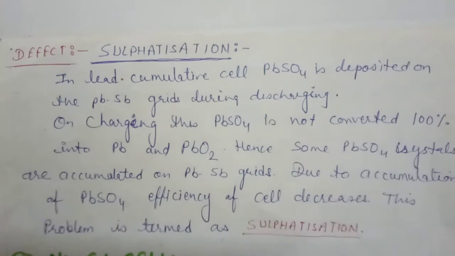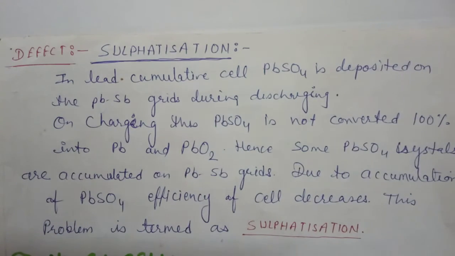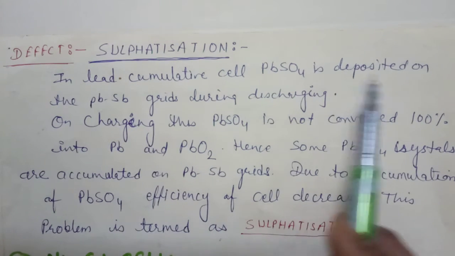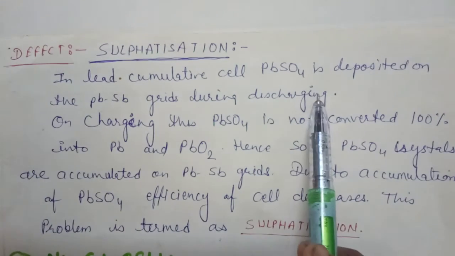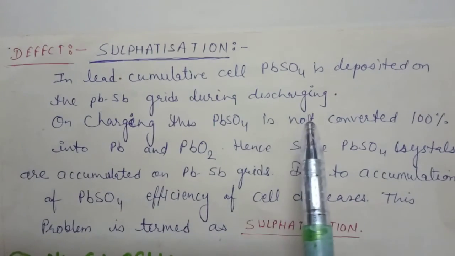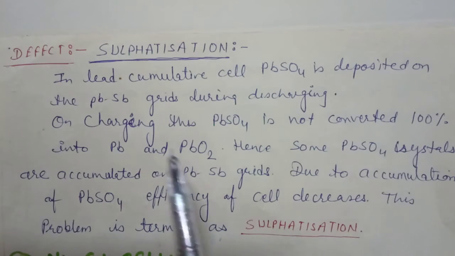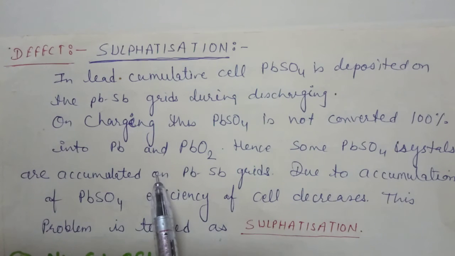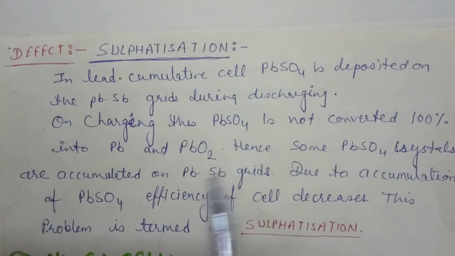What is sulfatization? As I have told you, at the time of discharging, the reaction takes place and PbO2 and Pb are converted into PbSO4, and PbSO4 is deposited on the PbSb grids during discharging. Okay, on charging, this PbSO4 is not converted 100% into Pb and PbO2. Hence, some PbSO4 crystals accumulate on the PbSb grids. Due to accumulation of PbSO4, resistance increases, hence the efficiency of the cell decreases. This problem is termed sulfatization.